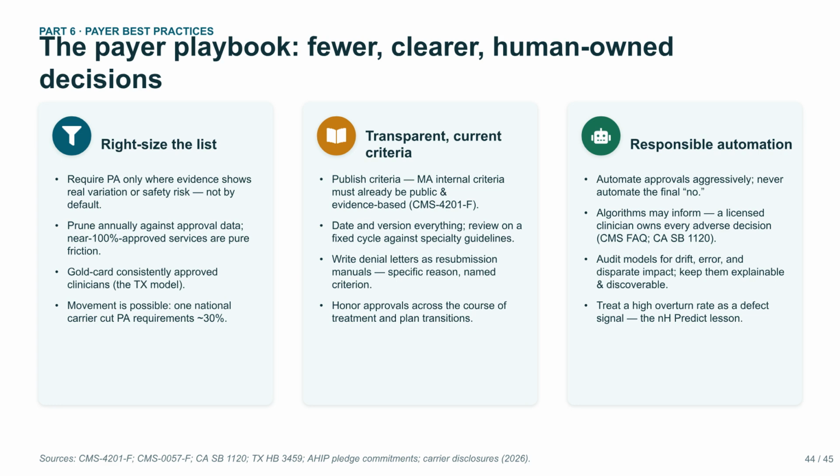Payers should right-size authorization lists annually, focusing only on areas with high variance or safety risks. Criteria should be transparent, versioned, and evidence-based. Finally, automation should be reserved for approvals. Every adverse determination must be owned by a licensed clinician to ensure accountability and alignment with federal regulations.